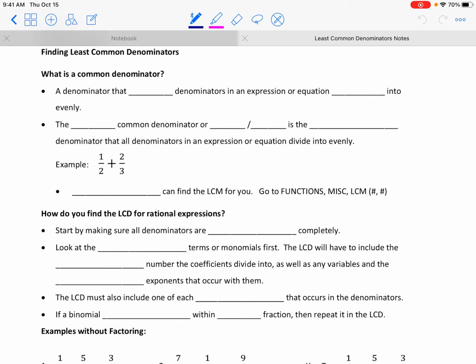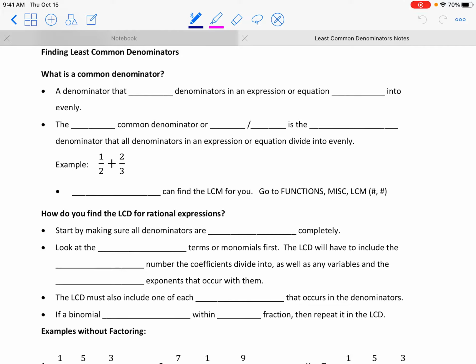Hello and welcome to our lesson on finding least common denominators for rational expressions. We're going to need this skill in order to add and subtract rational expressions that don't have common denominators. As we discussed in the last topic, we have to have that in order to add and subtract. So what is a common denominator, first of all?